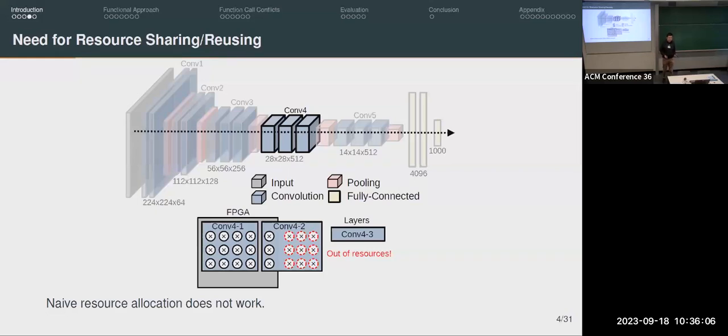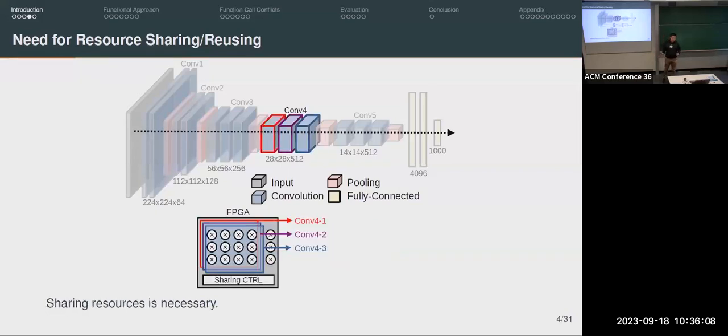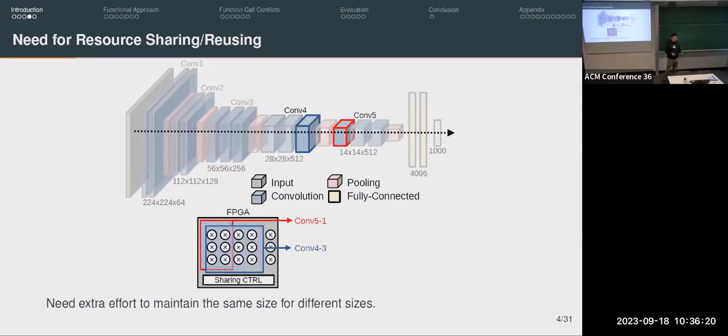Then how do we solve this? Actually, this is very easy. As long as these layers are in the same shape, we can just make sure they use the same set of resources. But the problem can be a bit trickier if we choose 2 layers of different sizes, because for hardware, you must make sure the input is always the same size. So we need to make some effort to maintain the data size.